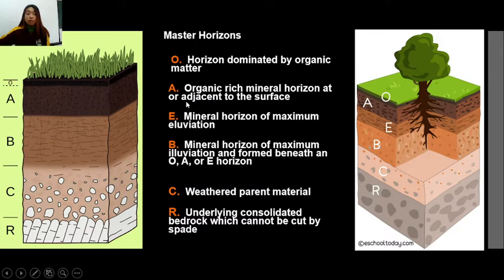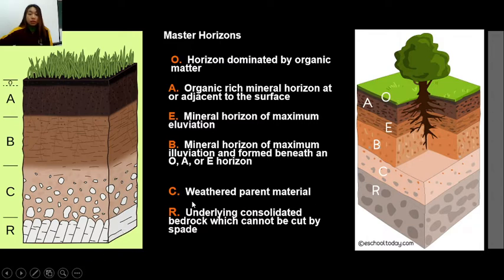Kasi pwede naman kasing mawala agad si O. Pwedeng hindi present si O horizon or si A horizon. So, pwede ding hindi present yung other horizons dito. Okay? Although, these are the master horizons kasi ito yung mga distinct horizons na generally present. Okay? What else? Okay. Let us move on with C horizon.